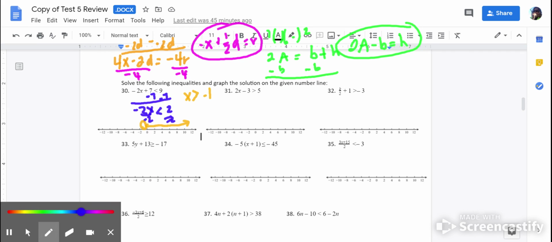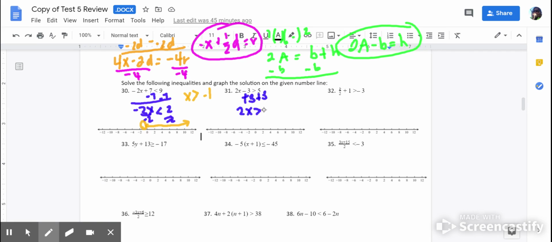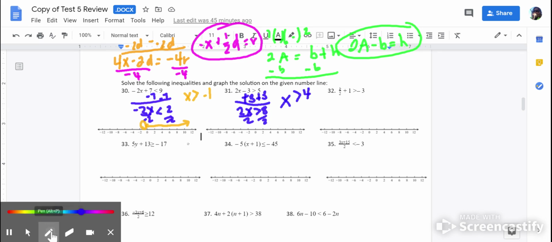For number 31, we want to add 3 to each side. So I'll get 2x is greater than 8. Okay, divide each side by 2. Because 2 is a positive number, we do not have to flip our sign. So x will be greater than 4. Again, it's greater than, so when I get ready to graph, it'll be an open dot because it is not equal to. And I'm looking for numbers that are bigger than 4, so that'll be to the right.